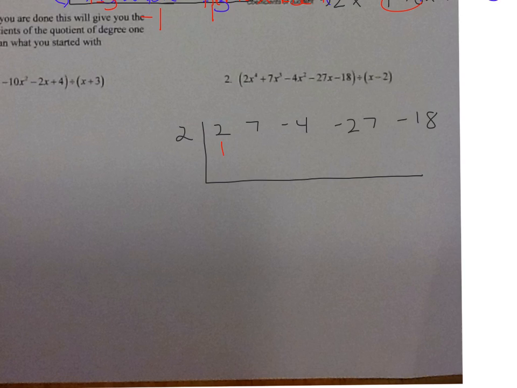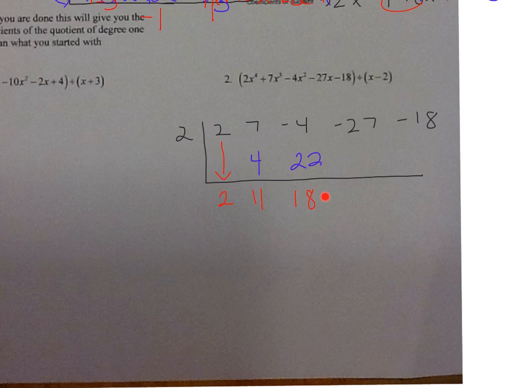Okay, you start by bringing down the first number, 2. Now you're going to multiply 2 times 2, and we get 4. That goes right here. Add straight down. 7 plus 4 is 11. Now we're multiplying. 2 times 11 is 22. Add straight down. Negative 4 plus 22 is positive 18.